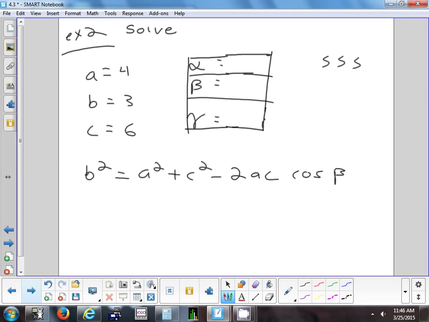So b squared is 9. a squared is 16. And then c squared is 36. 2 times a times c: what's 2 times a? And then 8 times 6 is 48. So by doing the squares in our head and the product in our head, we eliminated having to rewrite a lot of extra times.